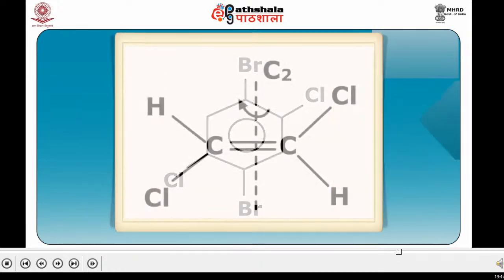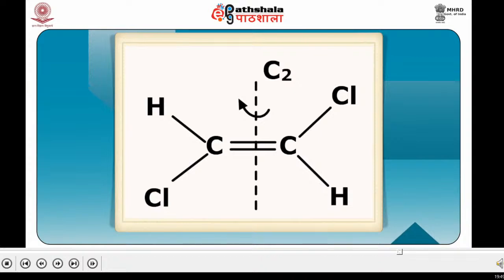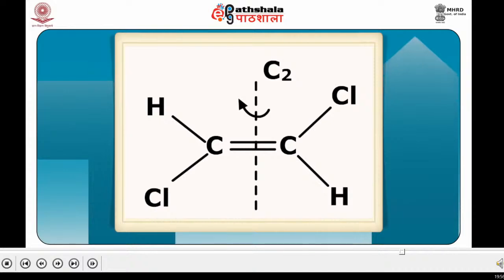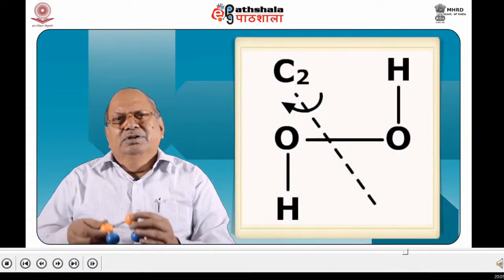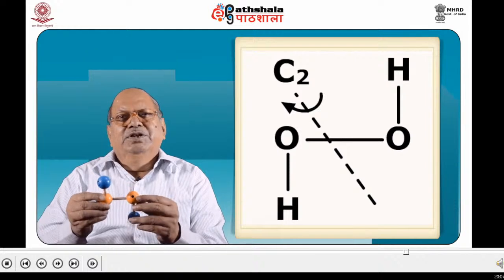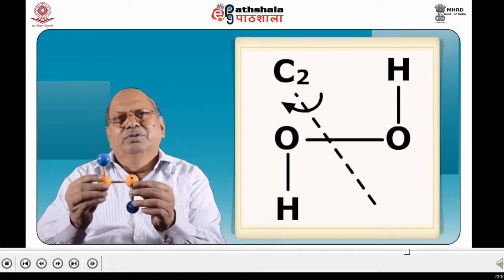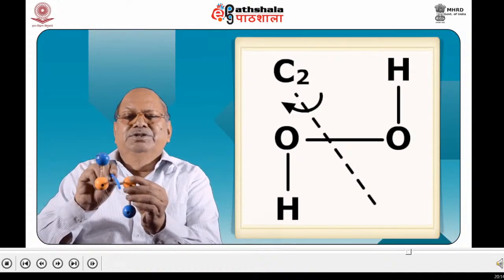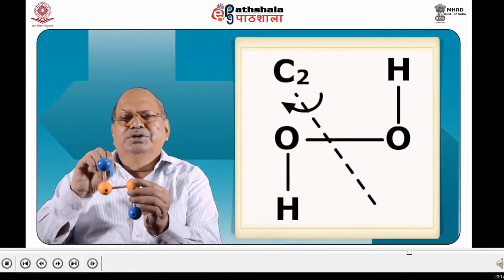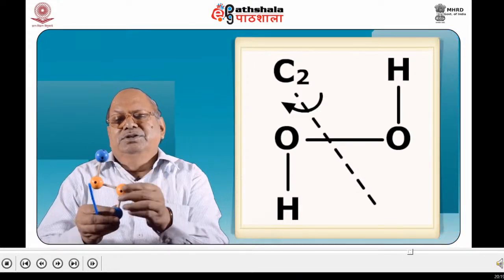1,4-dibromo-2,5-dichlorobenzene, trans dichloroethylene as shown, and the symmetry axis as well as the plane are shown by this dotted line. Now, let us take a few examples. I am just taking trans H2O2. The molecule is like this, and this is your C2 axis, and you can give a rotation around it like this.